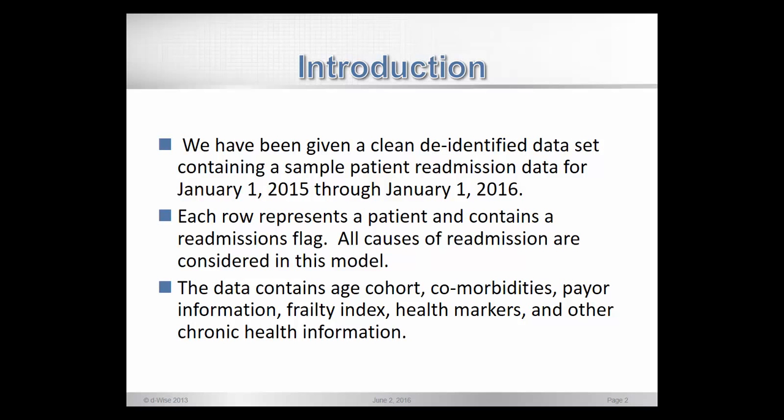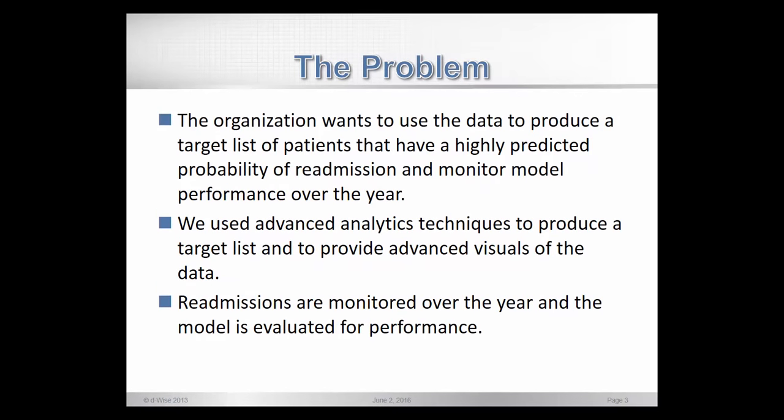The data contains 42 different variables and health markers and comorbidities, and they've all been included in an age cohort. Our client wants us to produce a statistical predictive model, and to output a target list of patients that we think have a highly predicted probability of readmission. And we're going to use that model, monitor it in production over the course of a year, and see how it affects the readmissions rate. That's what we did.